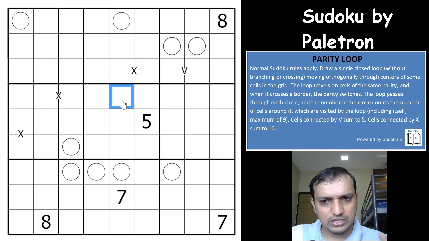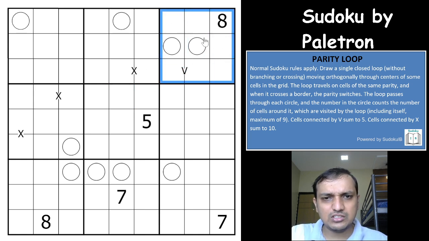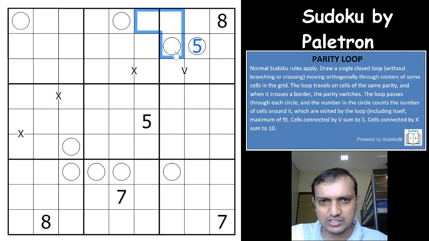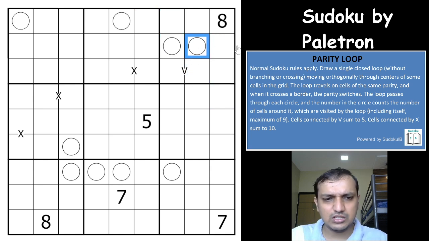And the loop passes through each circle, and the number in the circle counts the number of cells around it which are visited by the loop, including itself. Amazing. So whatever number you have here indicates how many cells surrounding it are passed by the loop. For example, if this is a 5, then 5 cells are passed by the loop in the surrounding cells, including the cell itself. So out of the maximum 9 cells, the circle indicates how many cells the loop has passed around it.